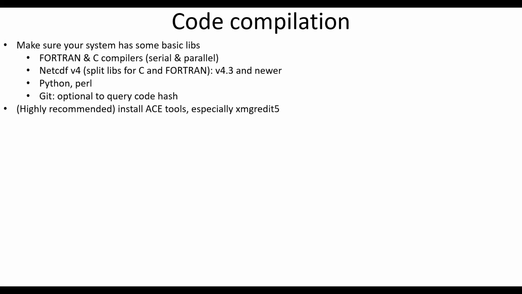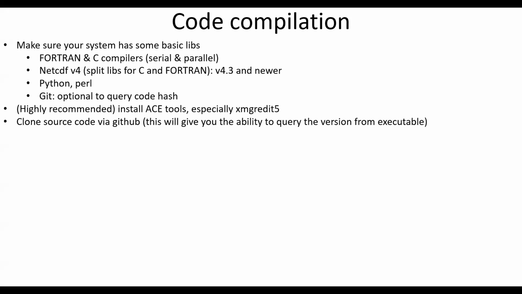For pre-processing, we like to use this ACE tool. So this is a Linux-based tool. It's very efficient, and a lot of features are specifically written for Schism. So we highly recommend this tool. So even though this is optional, we really suggest that you install the ACE tools on your local system, especially xmgredit. It's a great editor.